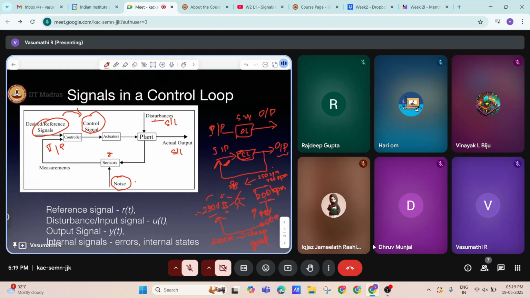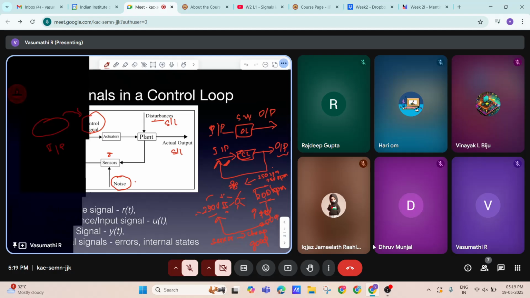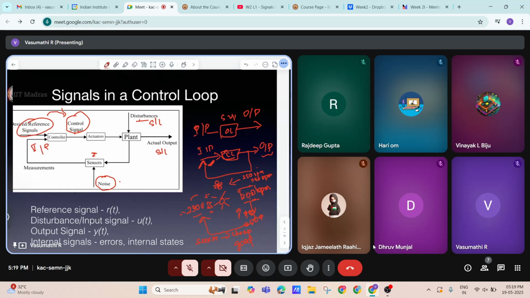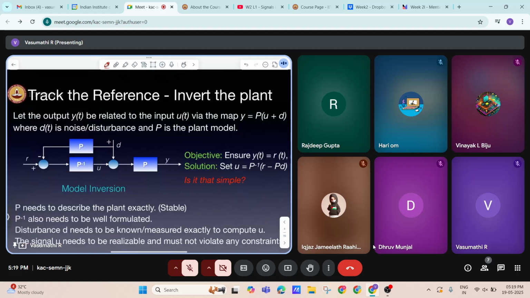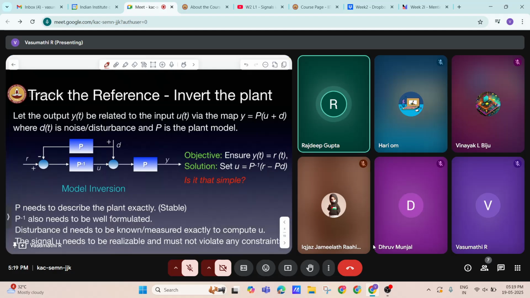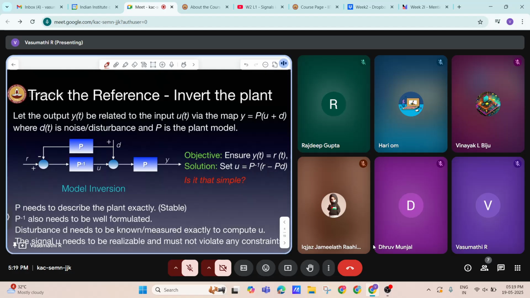So these are some definitions of the signals we are going to use so far, so you should be clear in this so that this won't affect the further learning. Yeah, it's very similar. If you learn signals and systems, this content would be very easy for you.